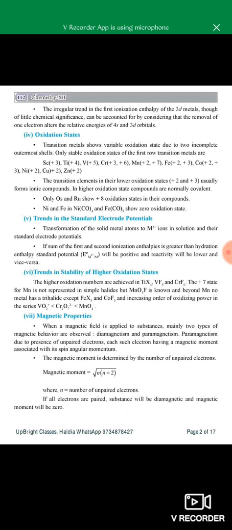Only osmium and ruthenium show the +8 oxidation state in their compounds, and nickel and iron, in nickel tetracarbonyl and iron pentacarbonyl, show 0 oxidation state.